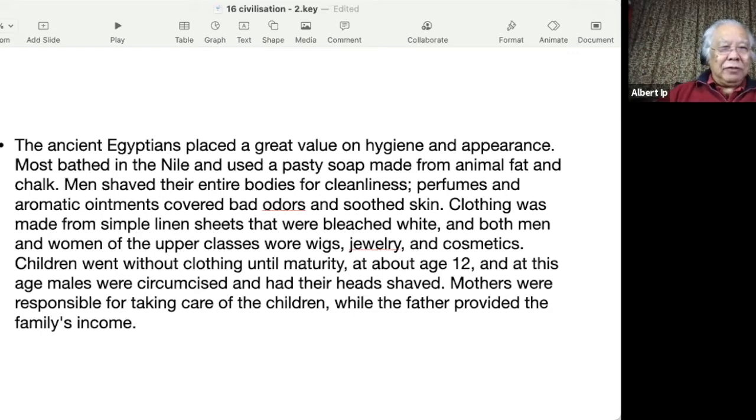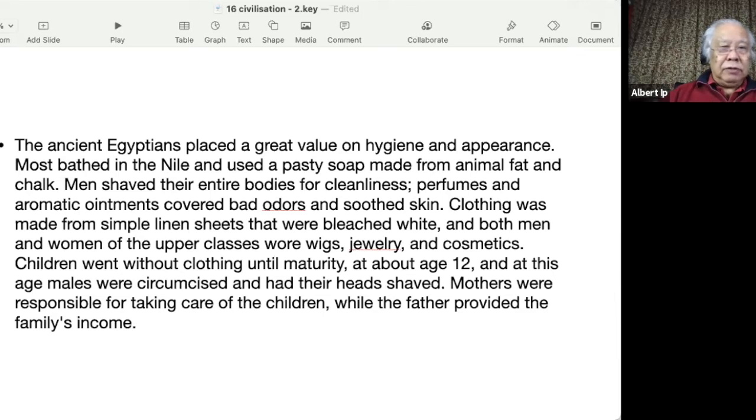Children went without clothing until maturity at about 12, and at this stage, males were circumcised. So we know that the tradition of circumcision is much older than I expected. I was thinking it was about the time of Jesus that circumcision became a common practice, but it seems that it is at least 3,000 years old by that time.